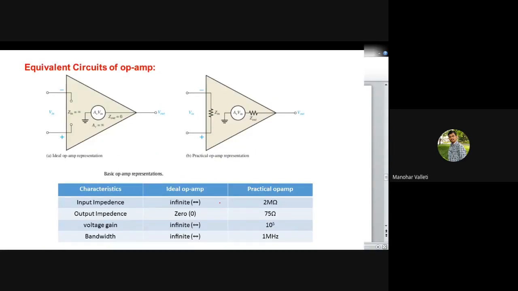If I summarize what we discussed, these are the equivalent circuits of the op amp. This is the ideal equivalent circuit and this is the practical equivalent circuit. The input impedance or input resistance has to be infinity, output impedance has to be 0, voltage gain has to be very high, that is infinity, and bandwidth is infinity. So that's all for today. These equivalent circuits we will discuss in the next class.